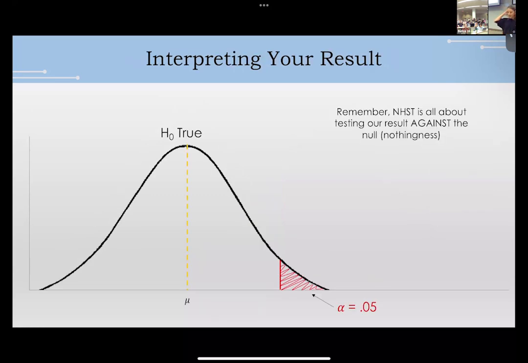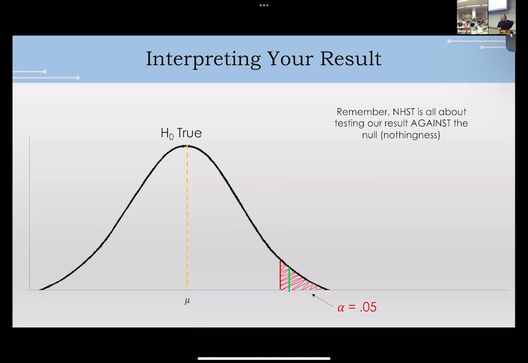Again, remember that NHST is about testing everything against the null. So now let's go to conclusion number 2, which is, what are we going to do? Reject. So I go to the new sushi restaurant. I sample a small number of dishes, right? Dang, those are amazing. Bye-bye, old sushi restaurant, right?